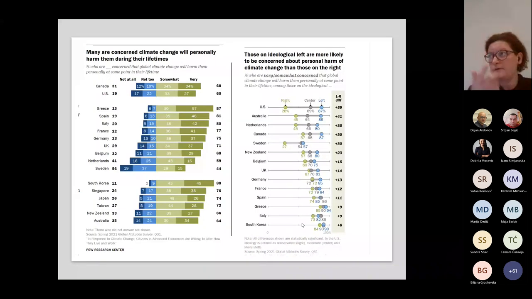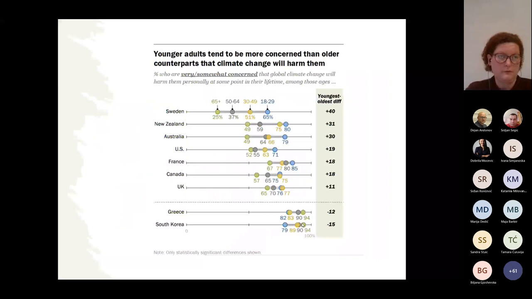Even though, which I believe is very hopeful news, younger adults and younger people tend to be more concerned than their older counterparts that climate change will harm them. That is a very hopeful fact. Of course, nowadays this thing that we call climate anxiety has been created. The younger generation are much more inclined to go to protest, and much more inclined to believe in science regarding climate change and its consequences on their lives.